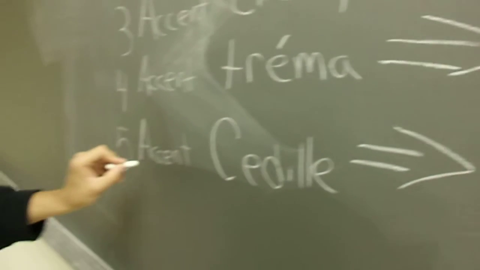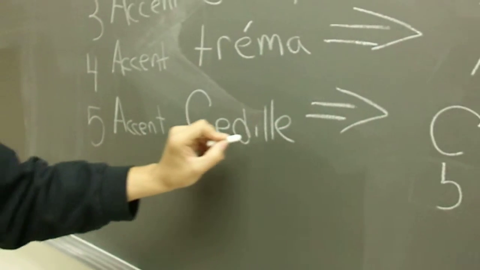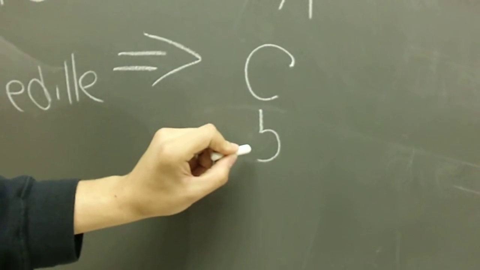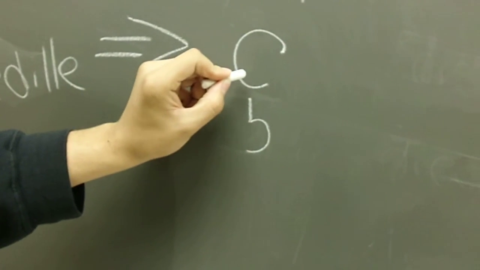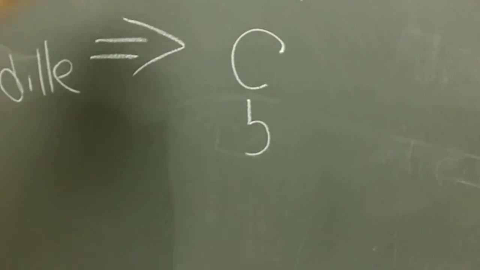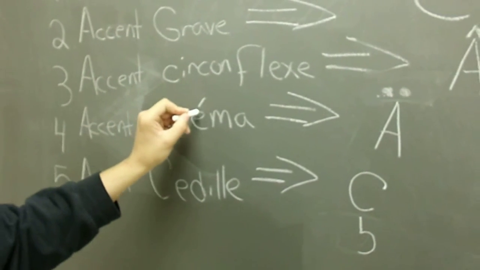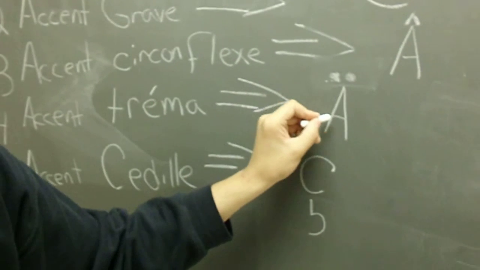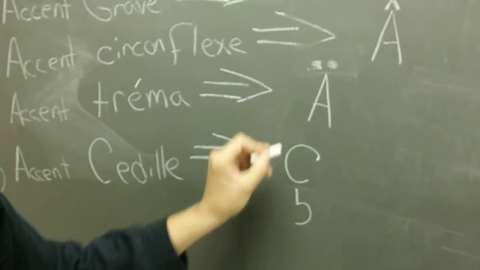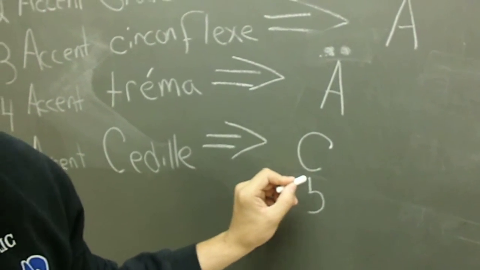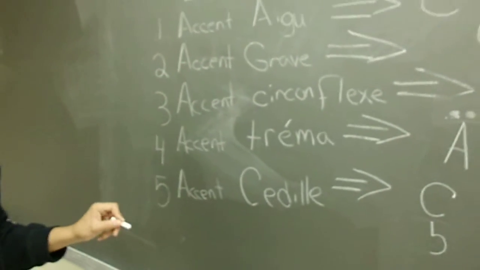Number 5 is accent cédille. It is almost looking like a B underneath. Only C. With the case of aigu, grave, circonflexe, and tréma, they can be over other letters. However, cédille can only be under C. So now let me tell you when you use them.